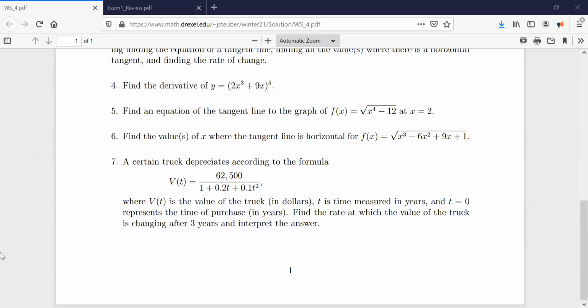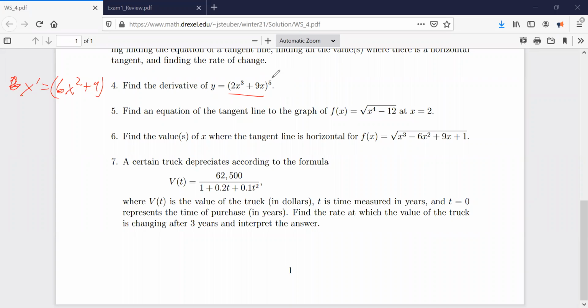So find the derivative of y equals (2x to the third plus 9x) all to the fifth. What do you think I'm going to do here? Chain rule. Exactly. So what's the derivative of the inside here? The derivative of the inside is just going to be a power rule, right? So 2 times 3 times x squared, so it's 6x squared plus 9. It's the derivative of the inside.